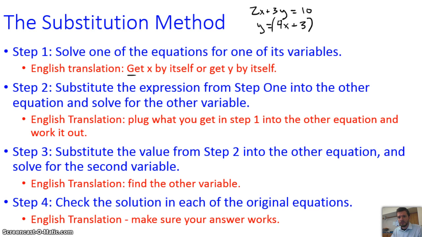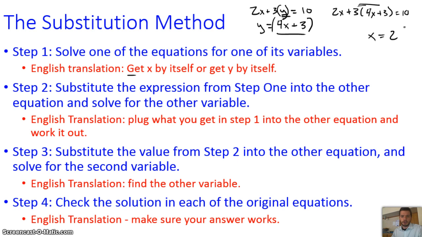So instead of writing y in this case, I'm going to replace it with 4x plus 3. It would look like this: 2x plus 3 times (4x plus 3) equals 10. All I did was replace y with 4x plus 3. Make sure you use parentheses. Then we would work it out, distribute, and so on. Let's say that I got x equals 2.